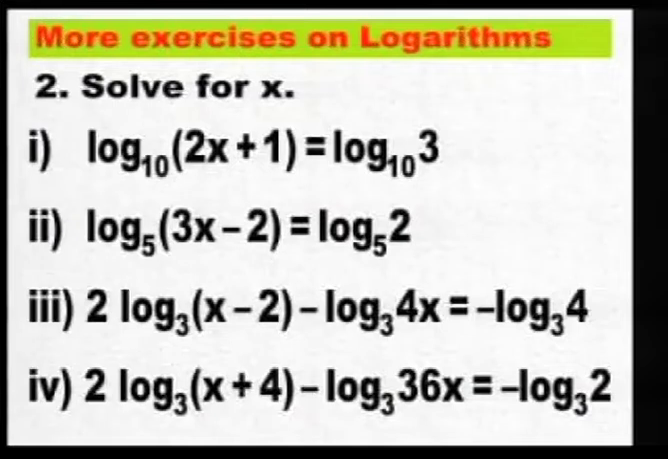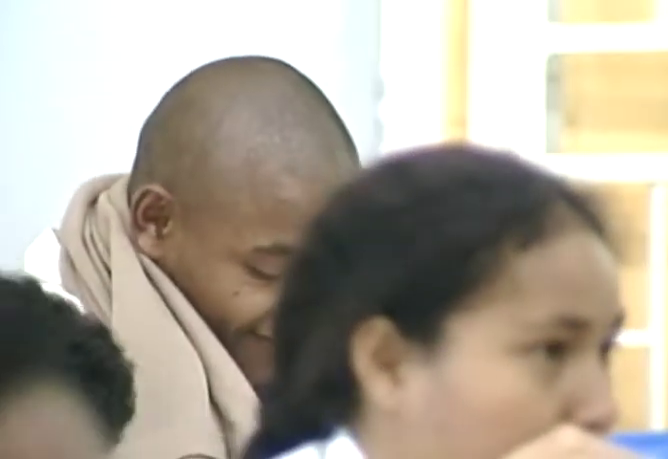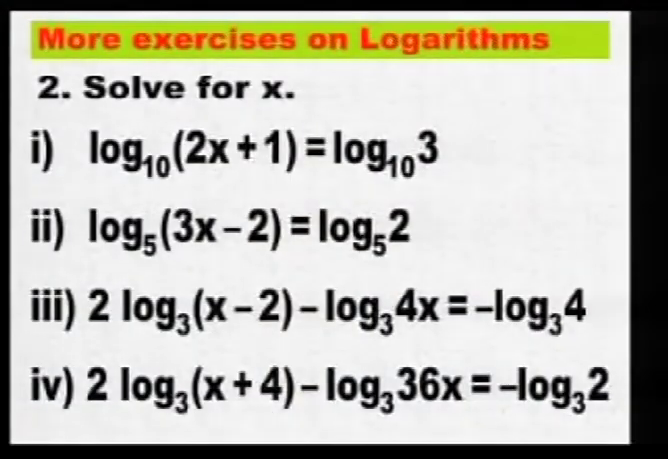Solve for x. Letter A, log of 2x plus 1 base 10 equals log of 3 base 10. X equals 1. And Livingston, letter B, x equals 4 over 3. Letter C, Megan. X equals 104. 104, correct.